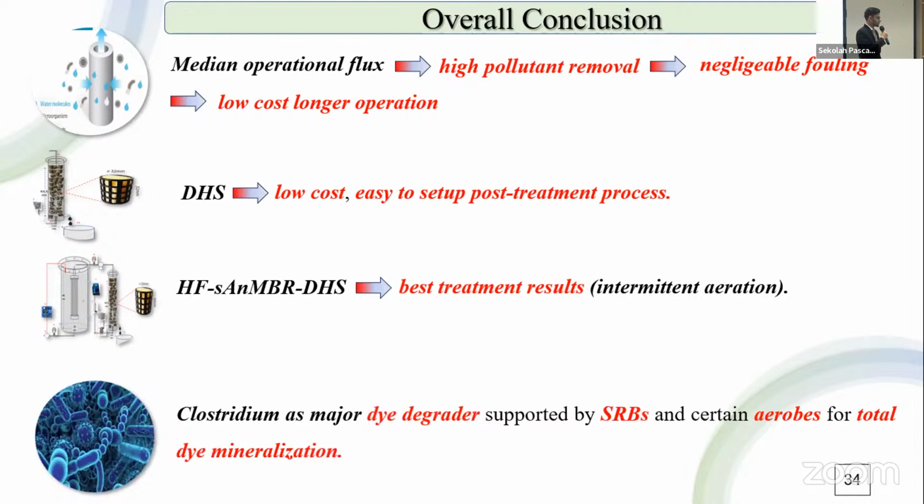For the major genera, Clostridium was termed the major dye degrader, the major genus present in both systems, supported by sulfate-reducing bacteria as well as aerobic bacteria for total dye mineralization.